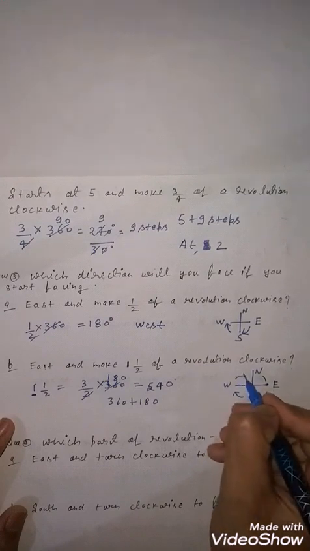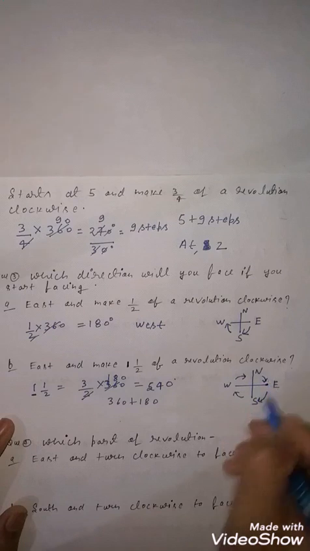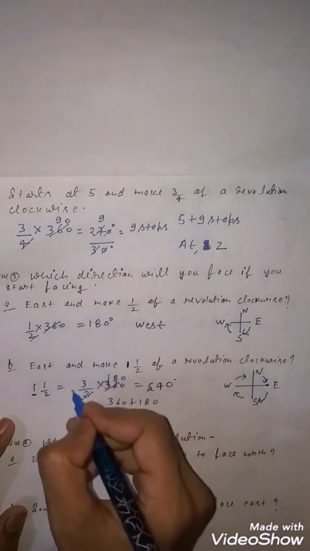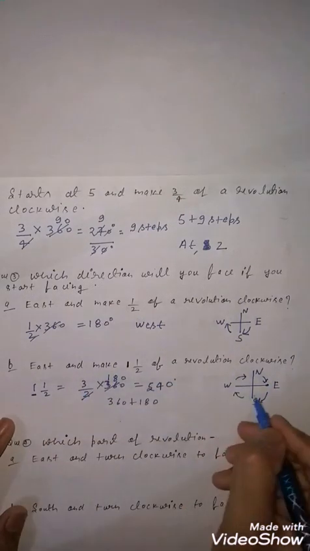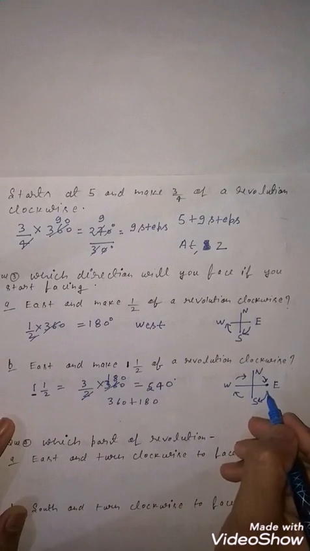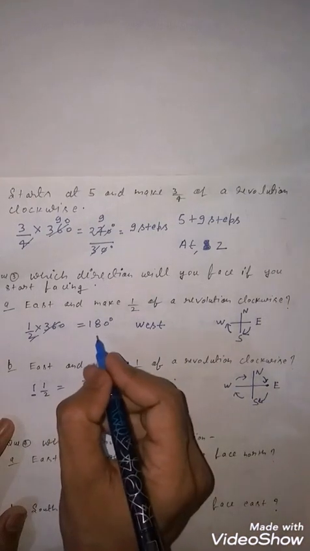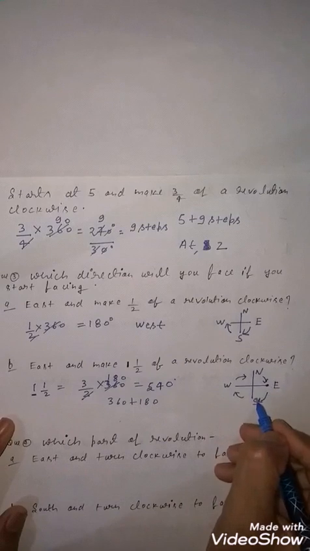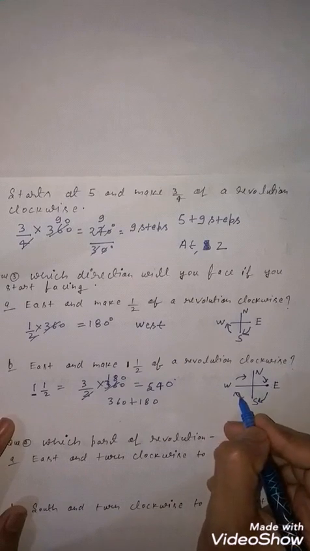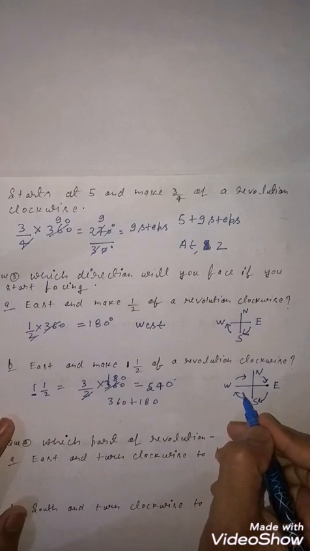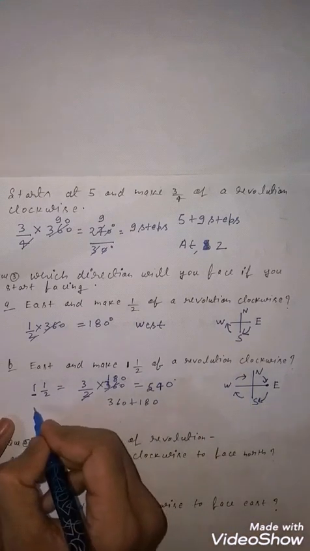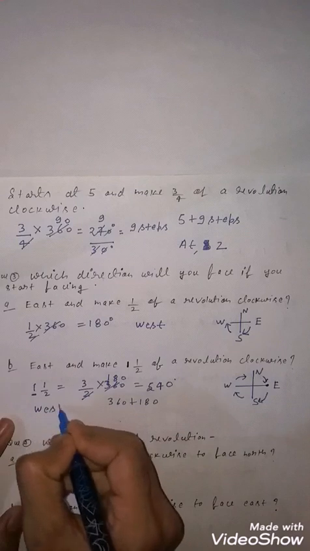So he comes to the same place. If 1 revolution is given, he comes to the same place. After this he has to travel half revolution. So half revolution means what? Here you know that it is 180 degree. East to south 90 and south to west also 90. So 90 plus 90 what? 180 degree. So here the answer is what? The answer is west. This is the one method.